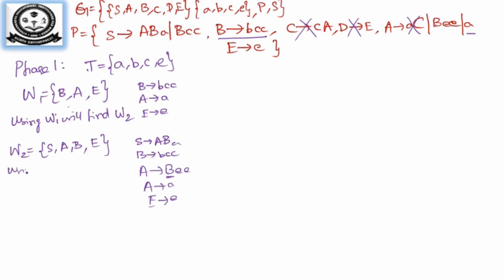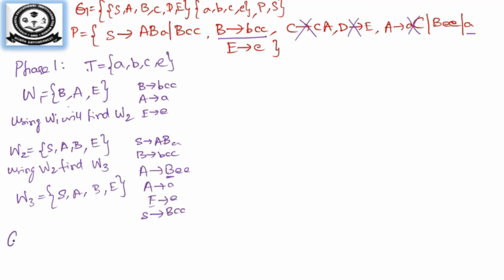Then finally you will have E tends to E over here, so you will have E also. So you can see W1 and W2 are not the same. So using W2, find W3. The same set of rules will be applicable, so nothing changes: S, A, B, E only. The only thing is whether S can have any other production. Yes, S can have another production. You can see S as ABA and then BCC also, so it can also have S tends to BCC, because B is also there in my set. So this is the final rule we have.